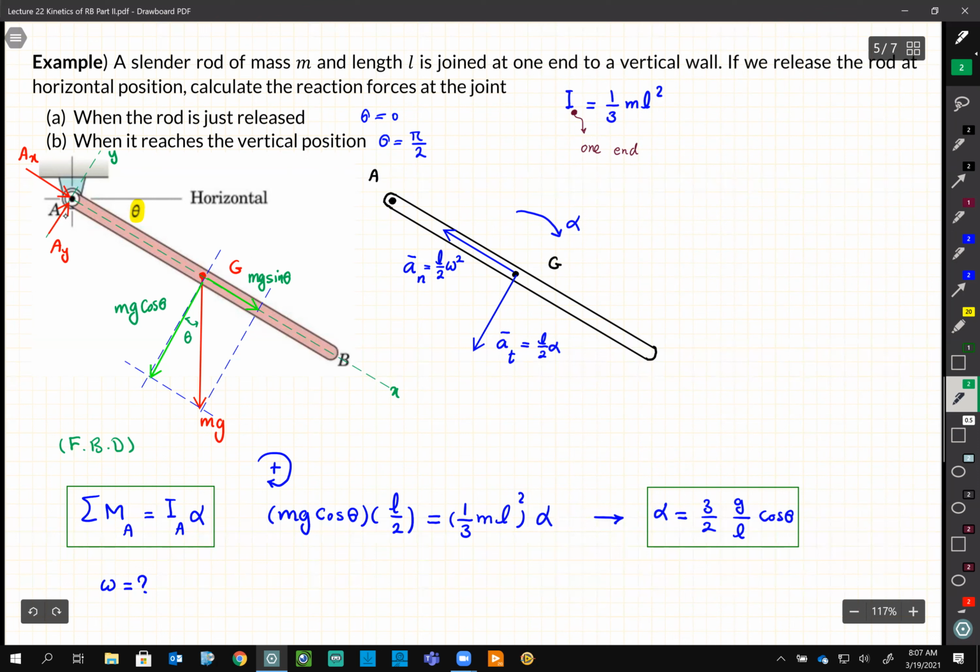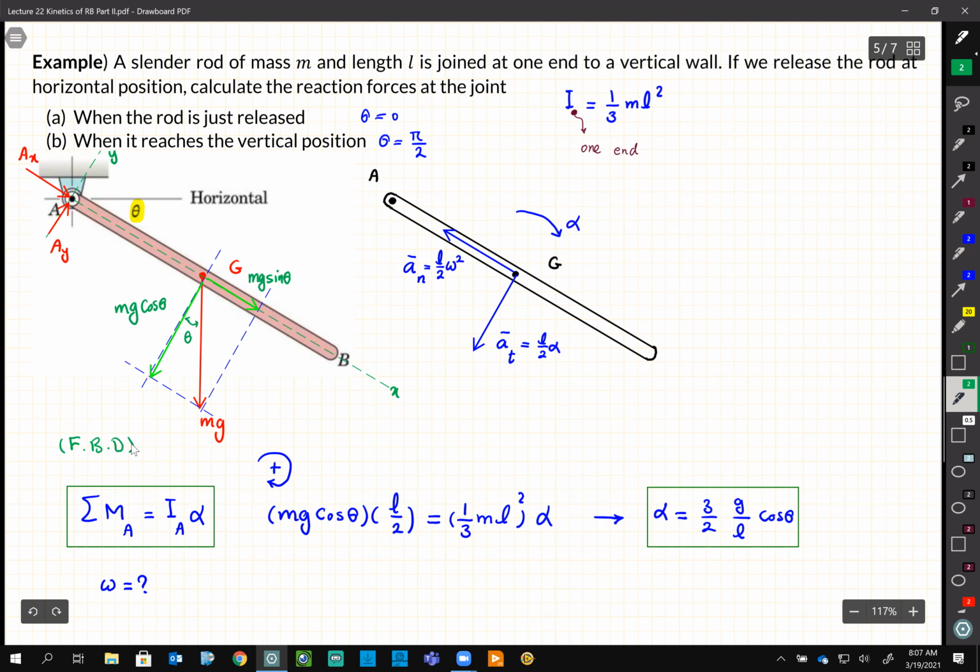So we have AX and AY, and as you can see, the direction, I just assume they are positive. If we get a negative number at the end, that's okay, because the direction is just going to be changed, but the magnitude will be the same. And weight is a vertical force, mg. We break it down to its components, mg sine theta and mg cosine theta. As simple as that. This is the free body diagram.